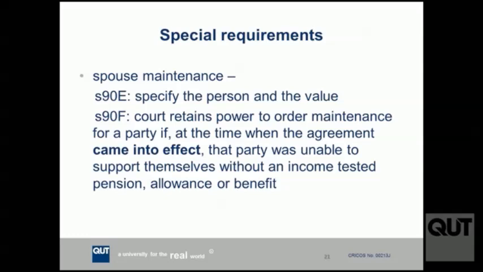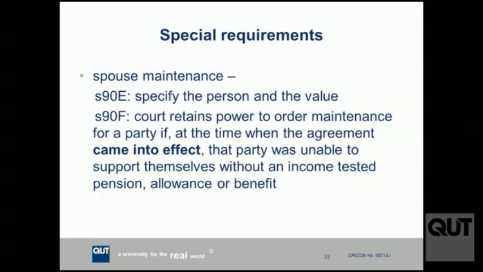If you're putting an arrangement regarding spousal maintenance into a BFA, then there are specific requirements that the parties need to be able to show were complied with to enable that finality to be effective. So if the BFA excludes the court's jurisdiction regarding spousal maintenance, then certain things need to be included within the BFA. One of these requirements is that the party who is foregoing their right to apply for spousal maintenance must not have been in a situation where they were unable to support themselves without an income-tested pension, allowance or benefit.